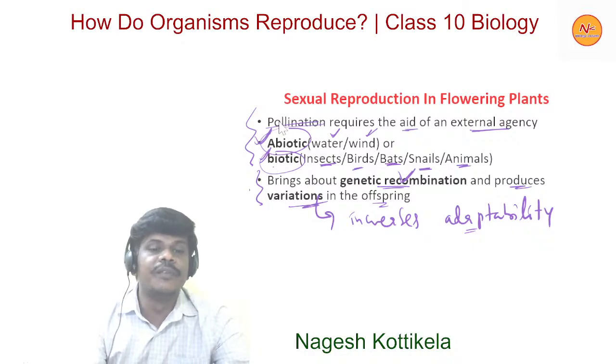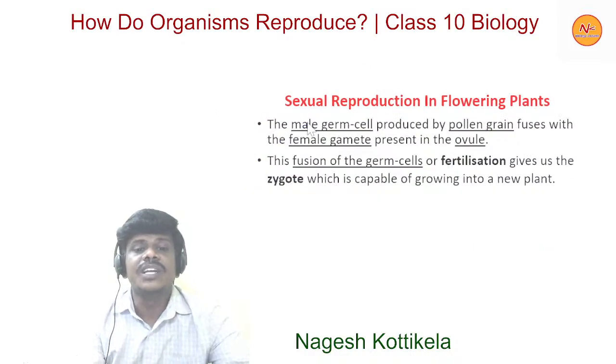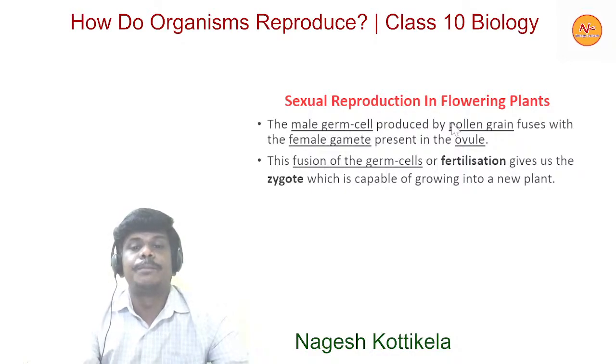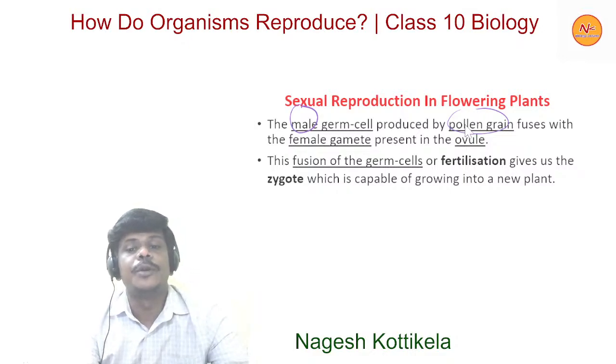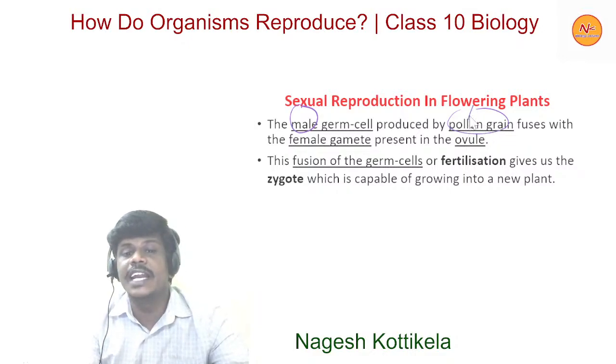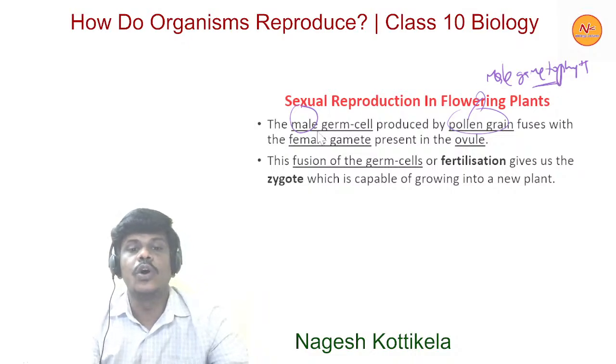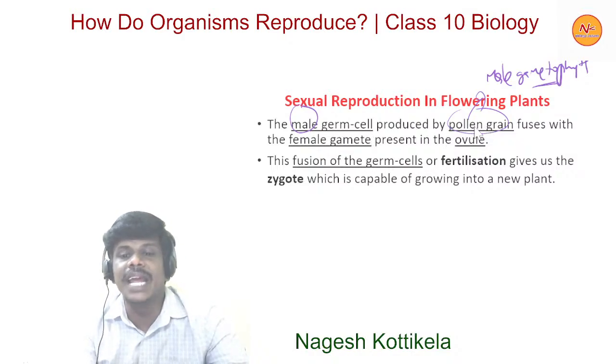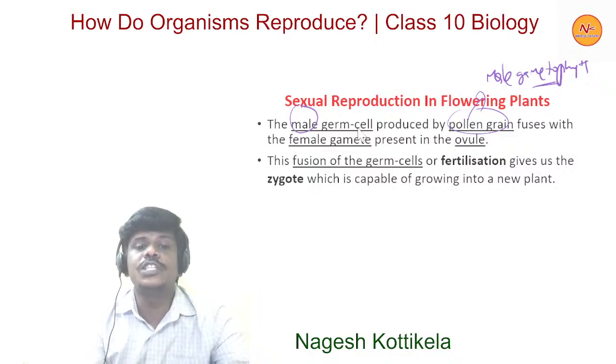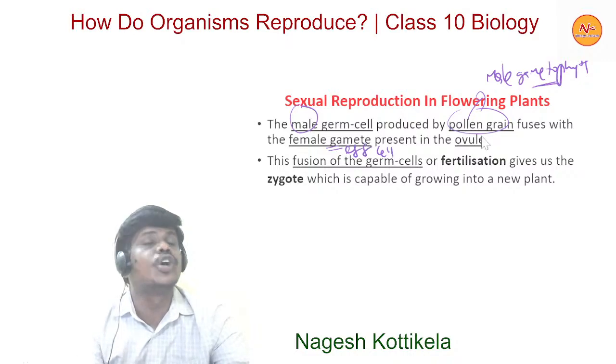Now moving to the next, here the male germ cell is produced by pollen grain. Pollen grain is a male gametophyte, I already discussed this. So the male germ cell produced by the male gametophyte, that is pollen grain, fuses with the female gamete. Female gamete is the egg cell present in the ovule.